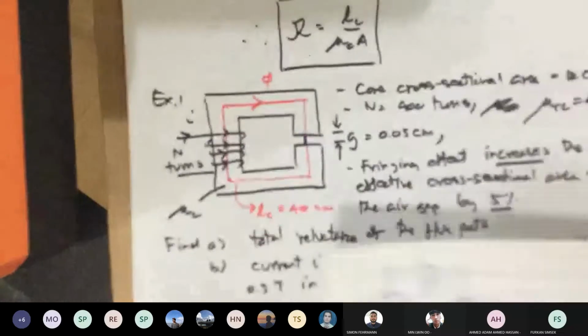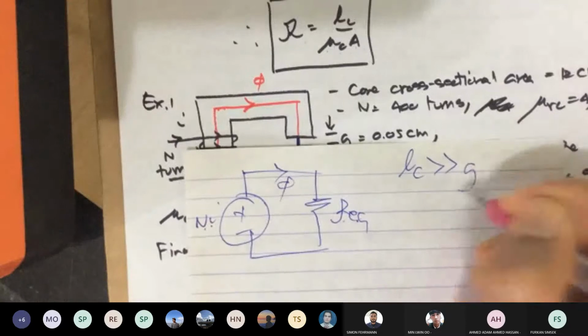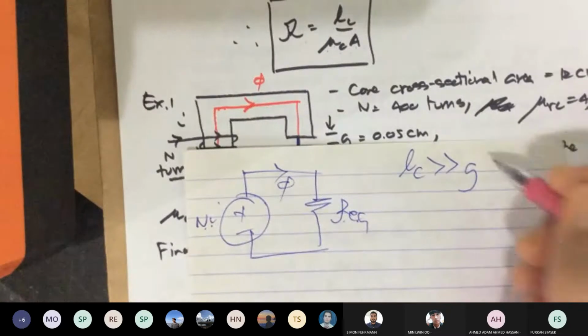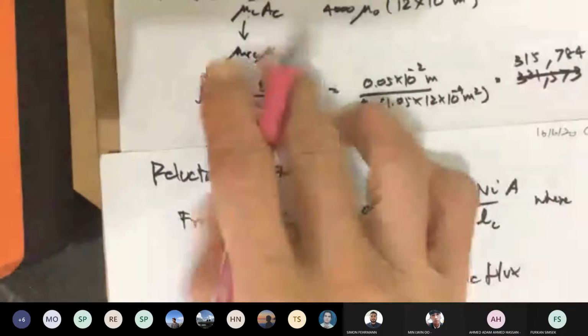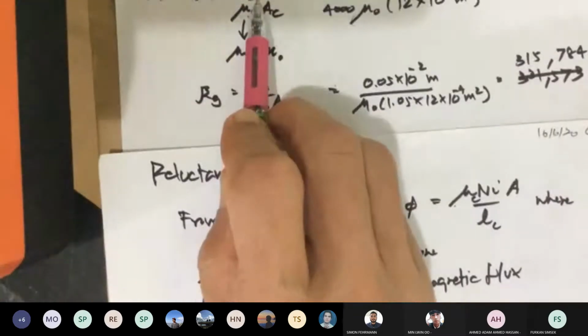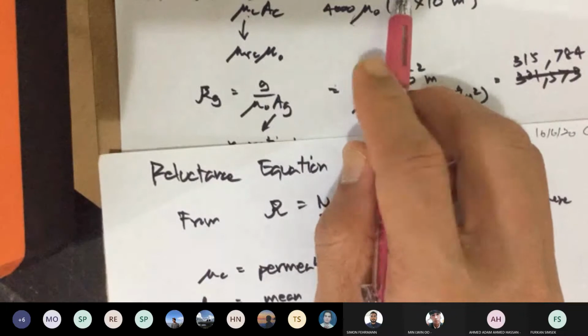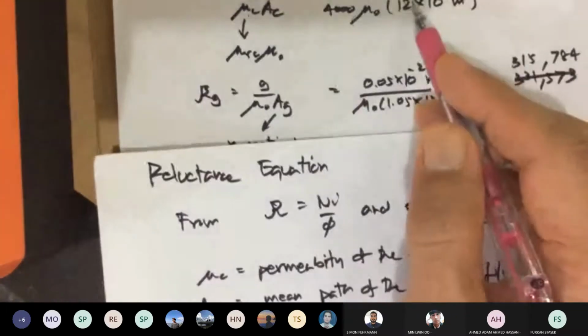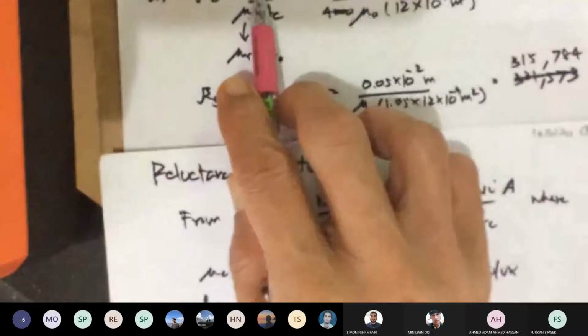If we know that LC is a lot larger than G, you can neglect G. You don't have to subtract. So this is kind of an approximation also. If you want to make it right, you can minus 0.05, not 0.5, times 10 to the negative 2. But your answer won't change as much, right? Okay, so I can use that.